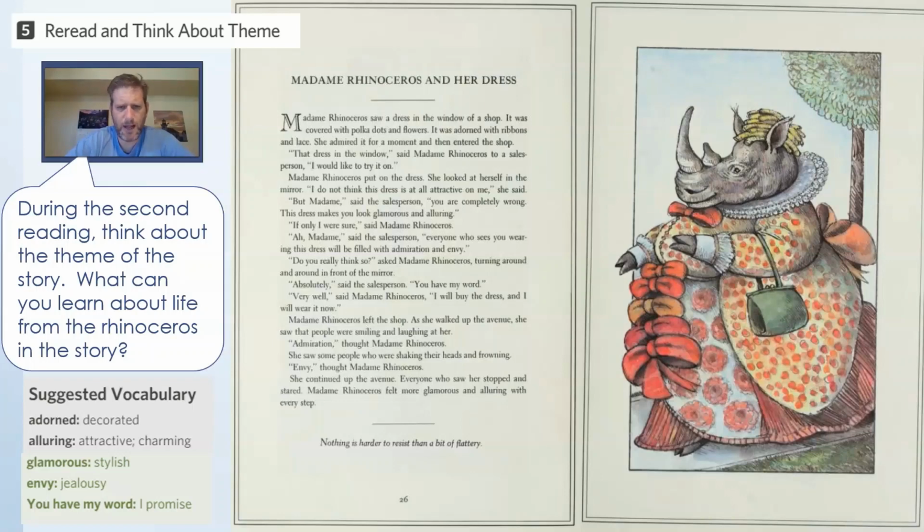"Ah, madame," said the salesperson, "everyone who sees you wearing this dress will be filled with admiration and envy." "Do you really think so?" asked Madame Rhinoceros, turning around in front of the mirror. "Absolutely," said the salesperson. "You have my word." "Very well," said Madame Rhinoceros. "I will buy the dress, and I'll wear it now." Madame Rhinoceros left the shop. As she walked up the avenue, she saw that people were smiling and laughing at her. "Admiration," thought Madame Rhinoceros. She saw some people who were shaking their heads and frowning. "Envy," thought Madame Rhinoceros. She continued up the avenue. Everyone who saw her stopped and stared. Madame Rhinoceros felt more glamorous and alluring with every step.